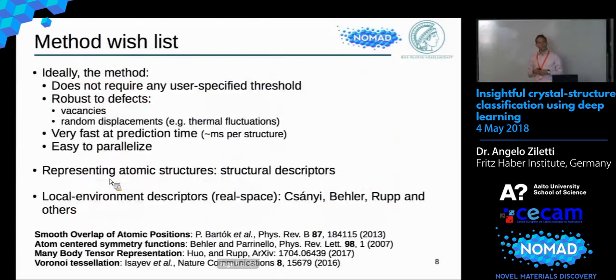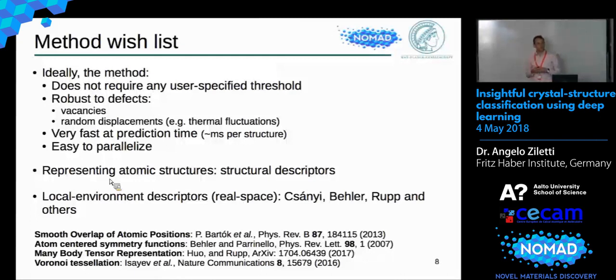And so we want a method that doesn't require any threshold and is robust with respect to defects. Vacancies could be real vacancies in the material or not-detected atoms. And random displacement could be due to thermal fluctuation or actually an error due to the low resolution of the experiment. And it should be very fast at prediction time, because we have gigabytes of data, and easy to parallelize.